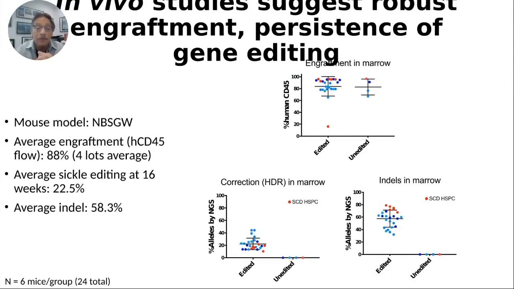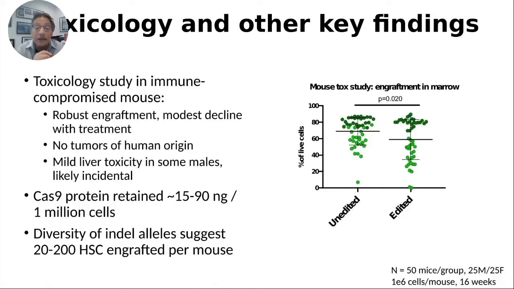And then the cells were, from some of the lots, engrafted into immune deficient mice. And again, we saw very good engraftment, both unedited or the edited cells. The amount of HDR was about, again, what we'd seen before, averaging 22.5%, and the indels averaged 58.3%. So we're seeing, again, very consistent editing activity in the patient lots.